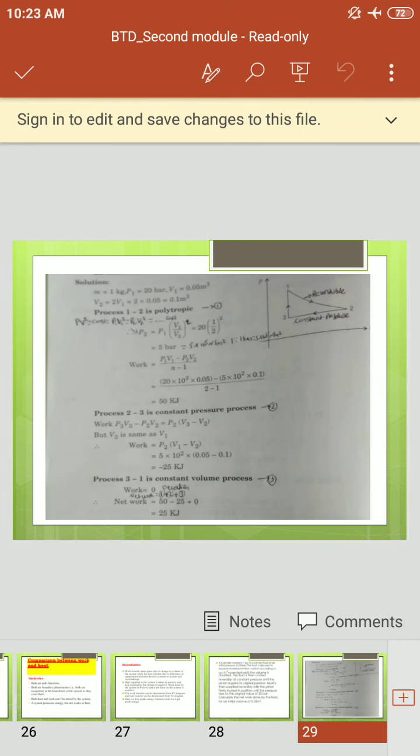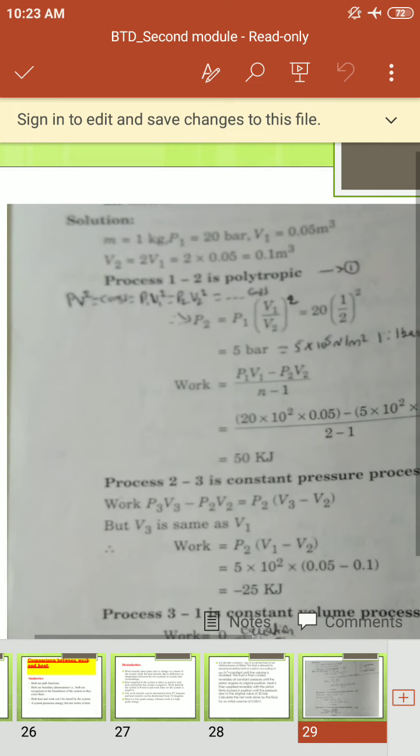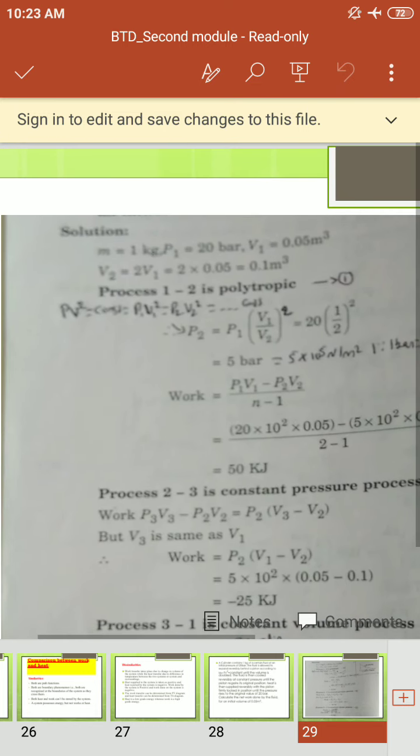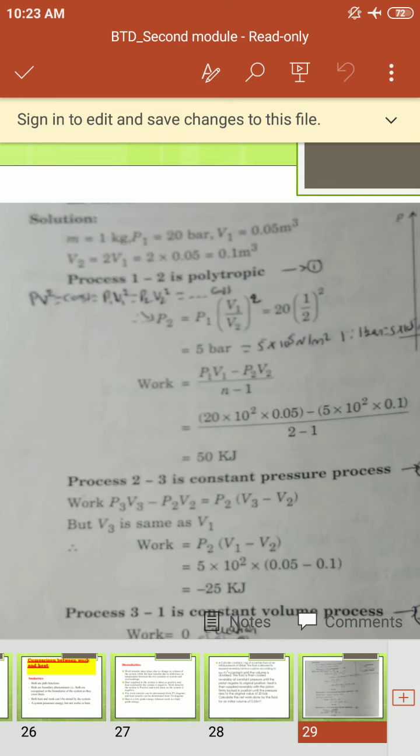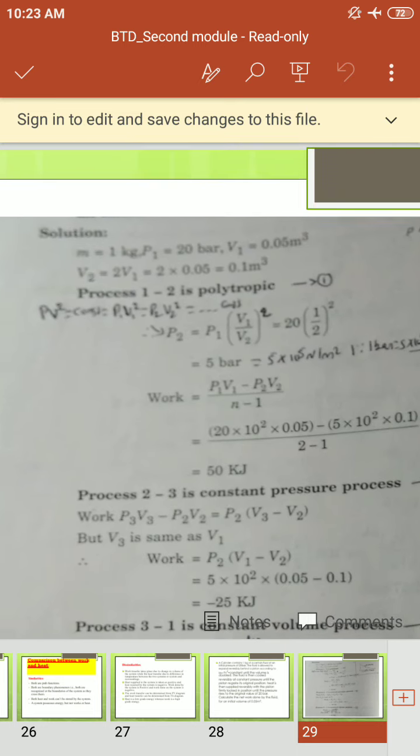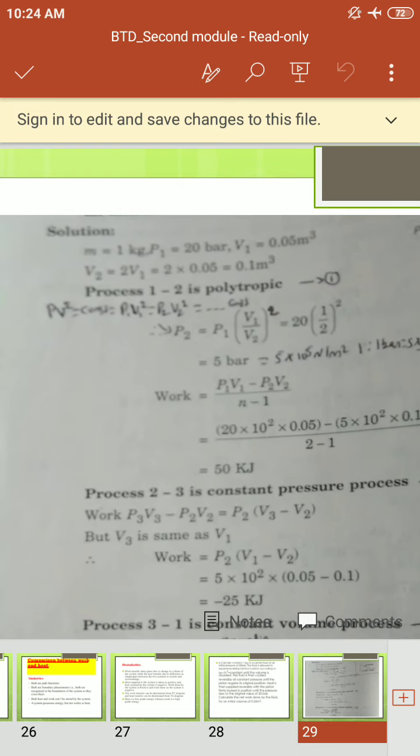For that PV raised to 2 equal to constant, I am to write PV raised to 2 equal to constant for process 1 to 2, polytropic. Therefore, PV raised to 2 is the general process, and I adopt that for the 1 to 2 process. That is P1 V1 raised to 2 equal to P2 V2 raised to 2 equal to constant. Therefore, find the value of P2. P2 equal to P1 into (V1 by V2) whole raised to 2, by simplifying.